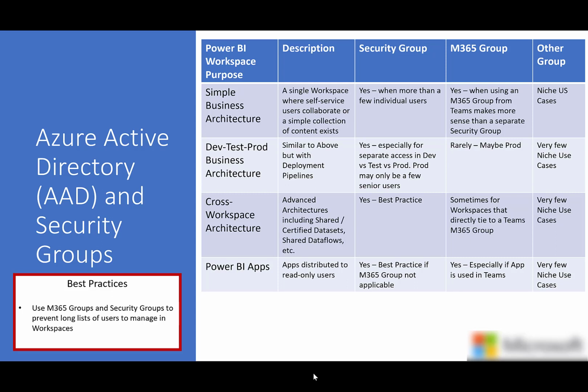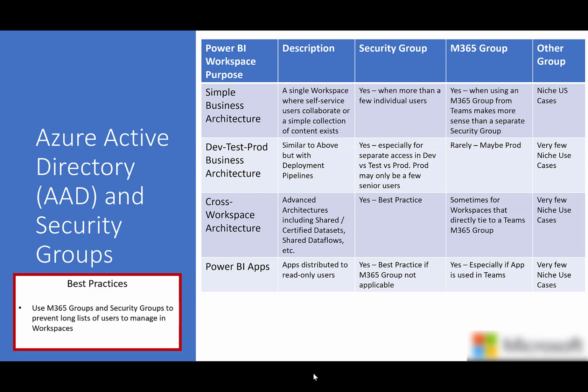The next is if you have dev test prod using something like deployment pipelines, and that still is very easy for business users to use, very straightforward. And then also a cross workspace architecture, which would be more of an advanced IT type deployment. And this can be useful when you're dealing with sensitive data because you can scrub sensitive data from things like dataflows and then share them with users. And if the data is scrubbed, the users will not have access to sensitive data.